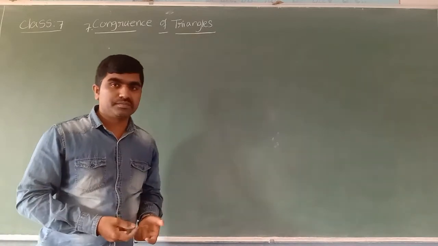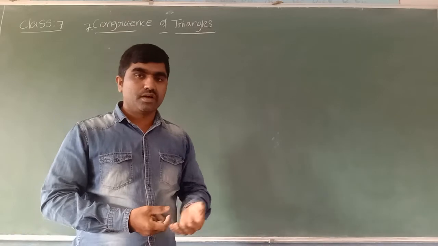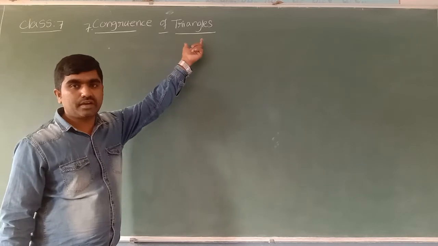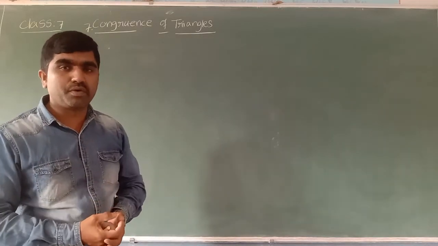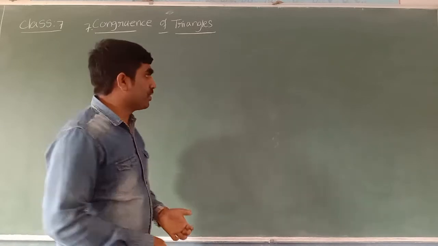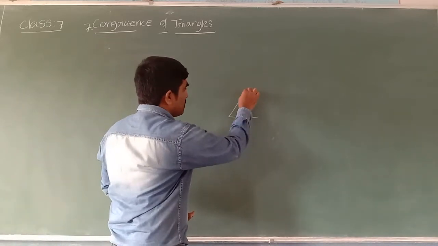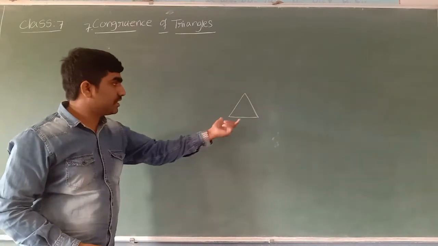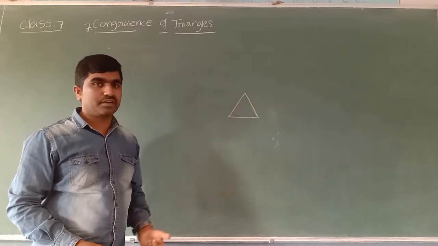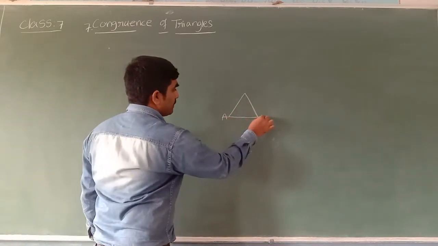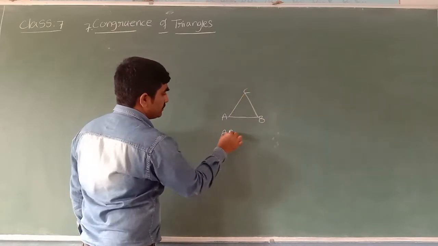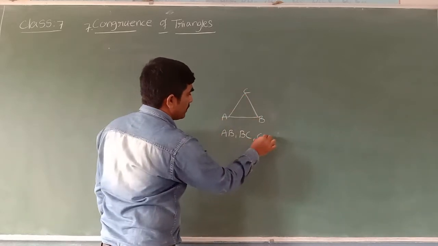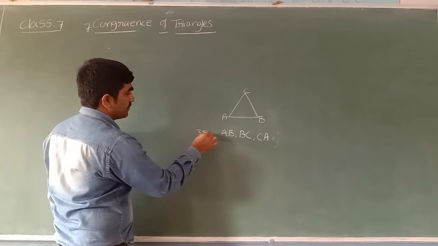We learned about triangles already in the previous chapter, the 6th chapter. What is meant by a triangle? A triangle is a simple closed figure bounded by three sides. It has three sides and three angles. Here the three sides are AB, BC. The sides AB, BC, CA are called the three sides.